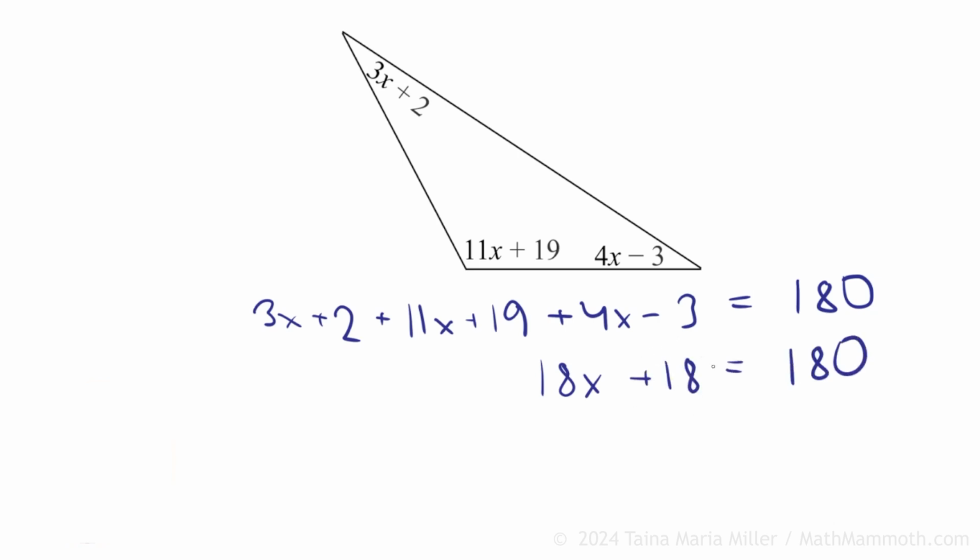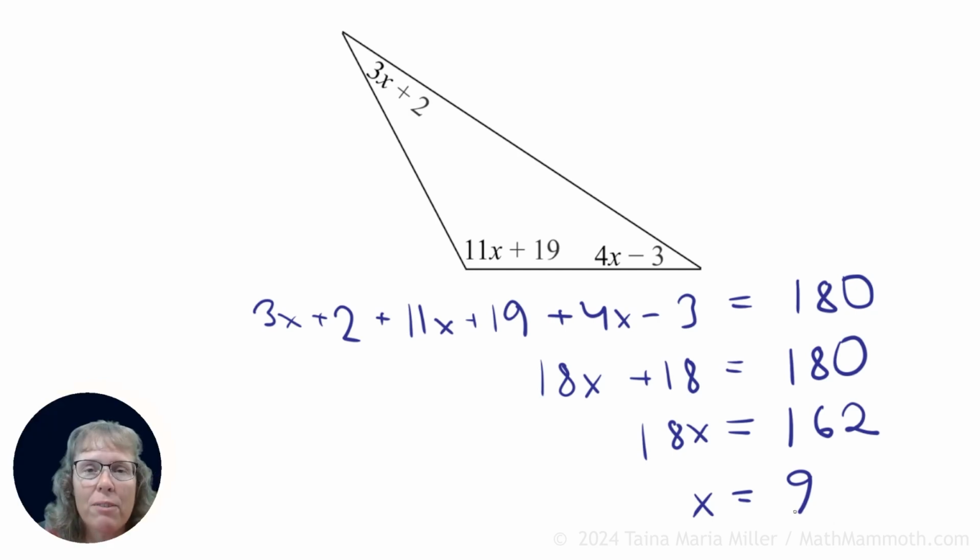Now subtract 18 from both sides. So it leaves 18x. And lastly, divide by 18. We will get that x equals 9. Okay, so we have solved for x.